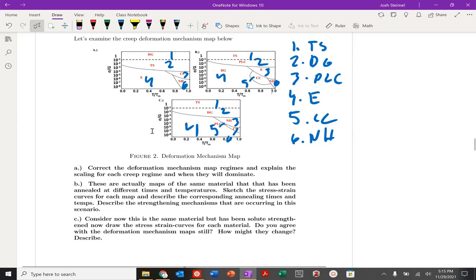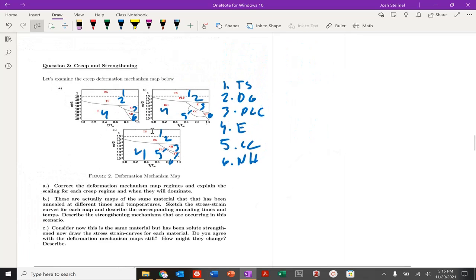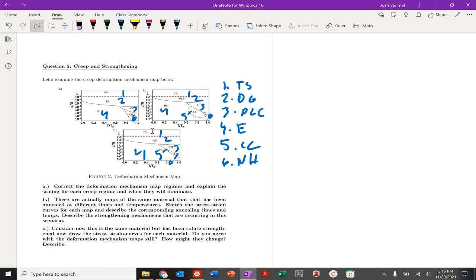Correct it. Explain the scaling for each creep regime and when they will dominate. So theoretical shear stress, dislocation glide, elasticity. Again, we've already kind of covered those in depth.